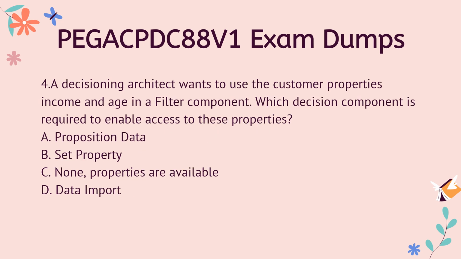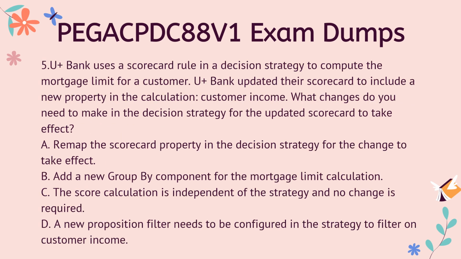4. A decisioning architect wants to use the customer properties income and age in a filter component. Which decision component is required to enable access to these properties? A. Proposition data, B. Set property, C. None, properties are available, D. Data import.